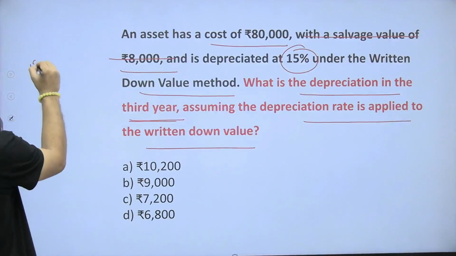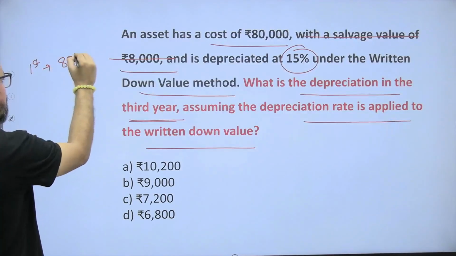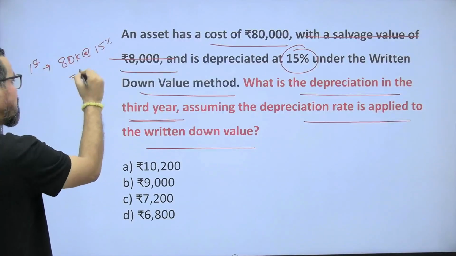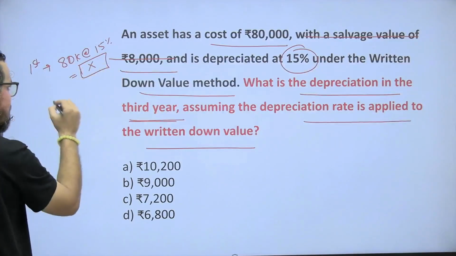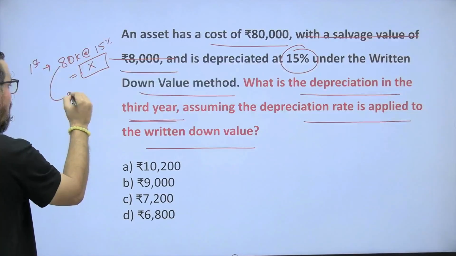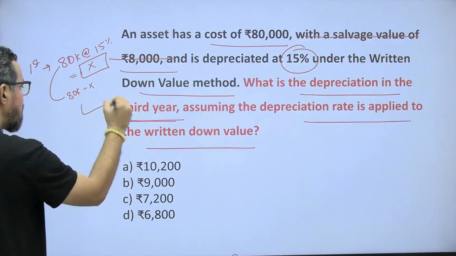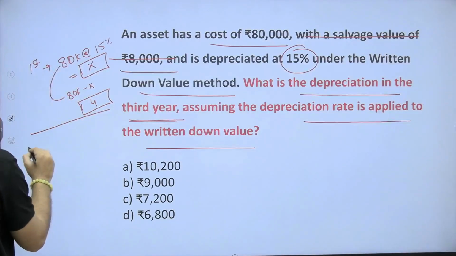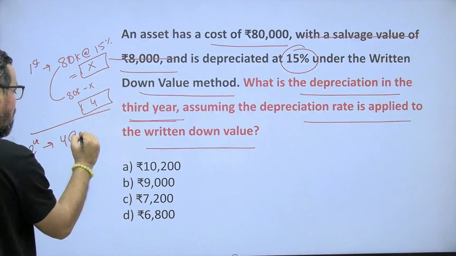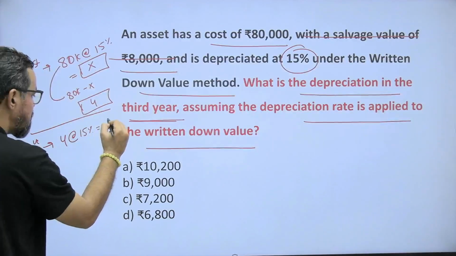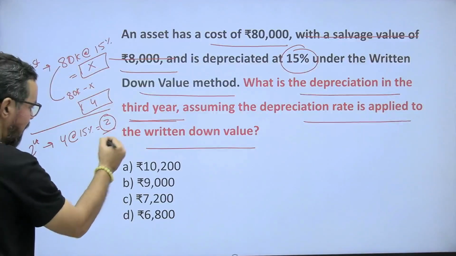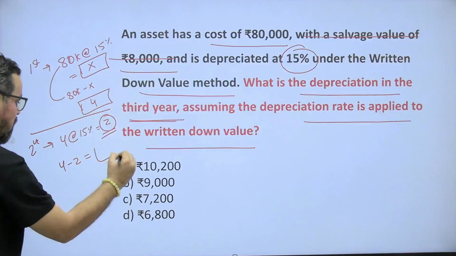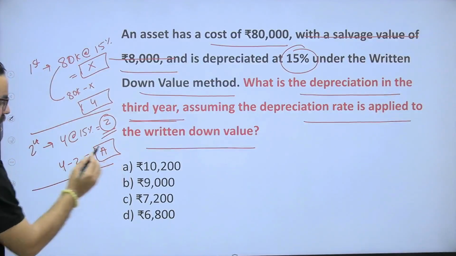So first year depreciation will be 80,000 at 15%. This is the depreciation for the first year. Let's say it is X. Now 80,000 minus X is the depreciation base for the second year, at the end of the first year. Second year is, let's say, Y into 15%. Suppose that is Z. This is the depreciation for the second year. Now if you minus Y minus Z, let's say you reach A.